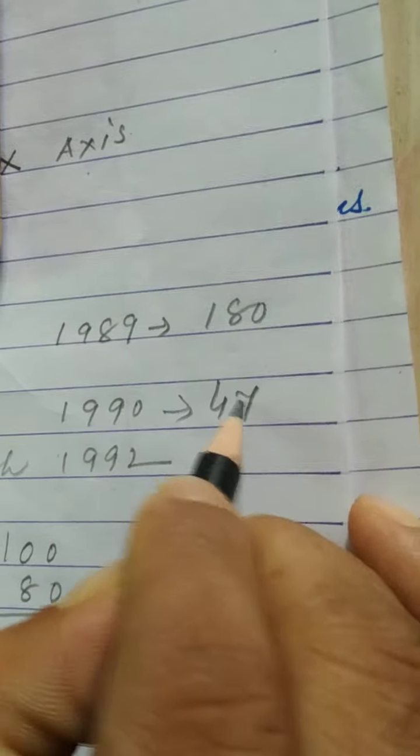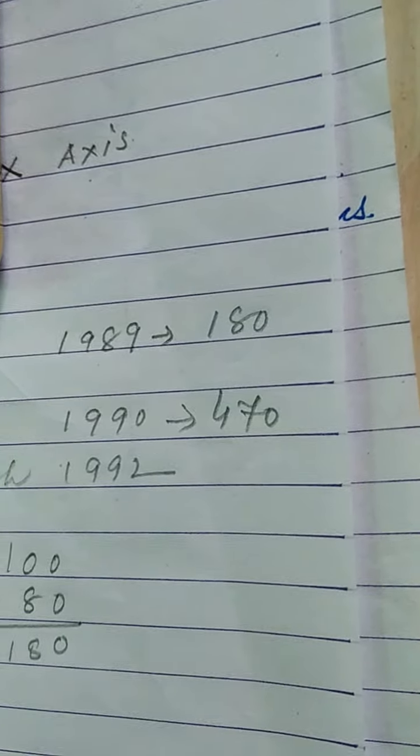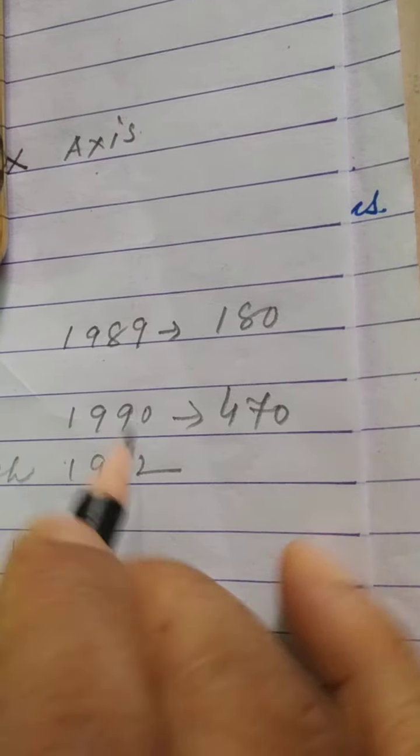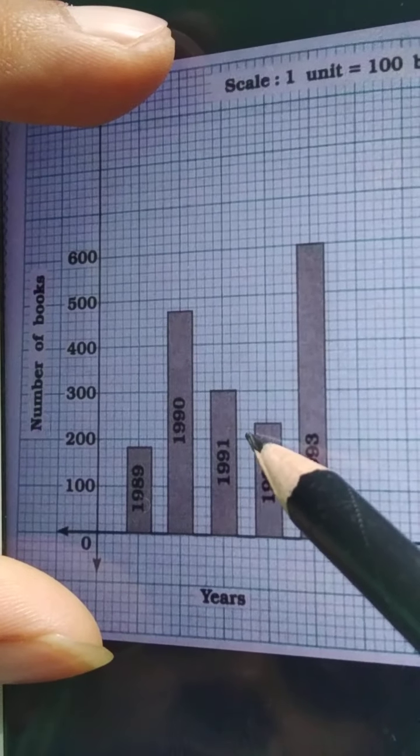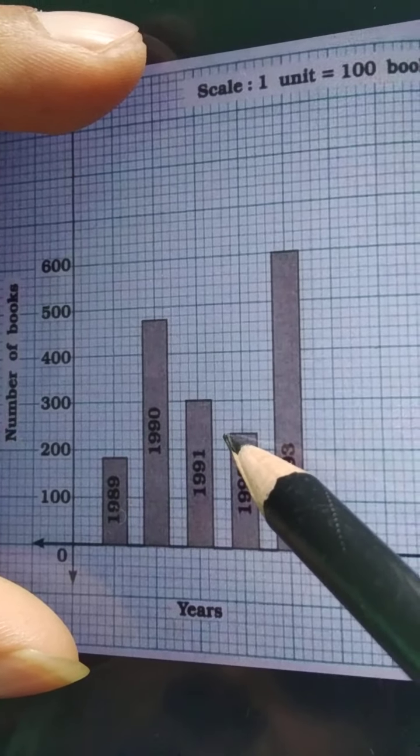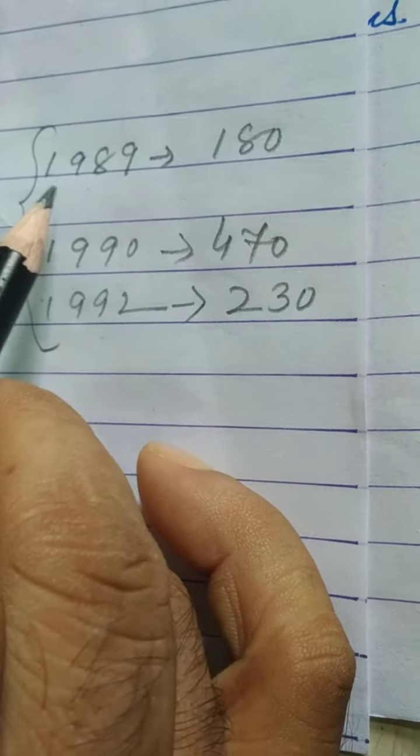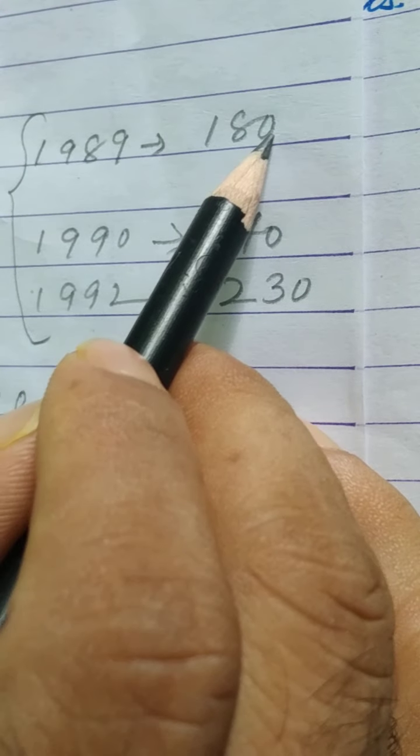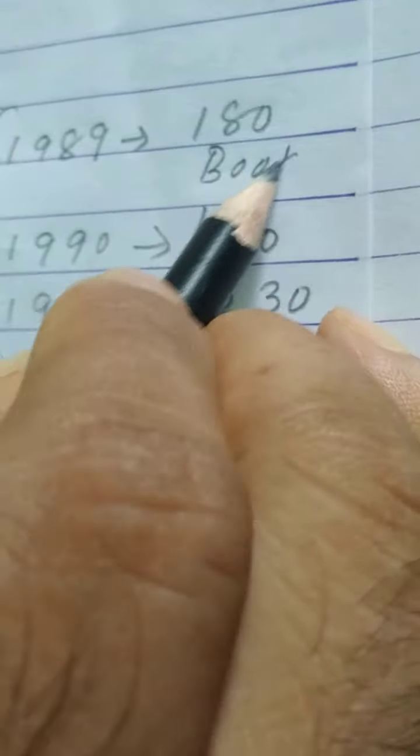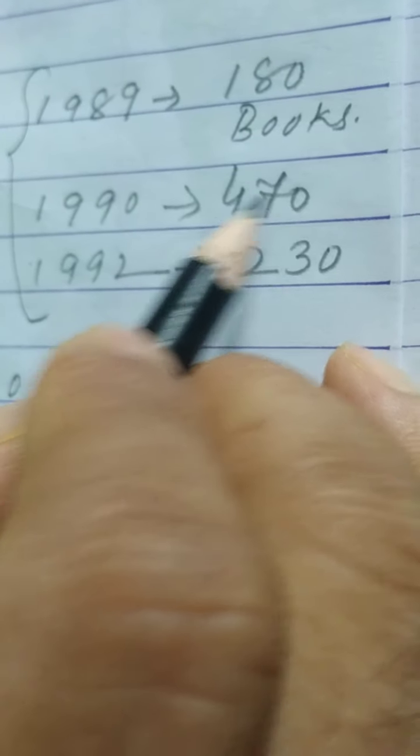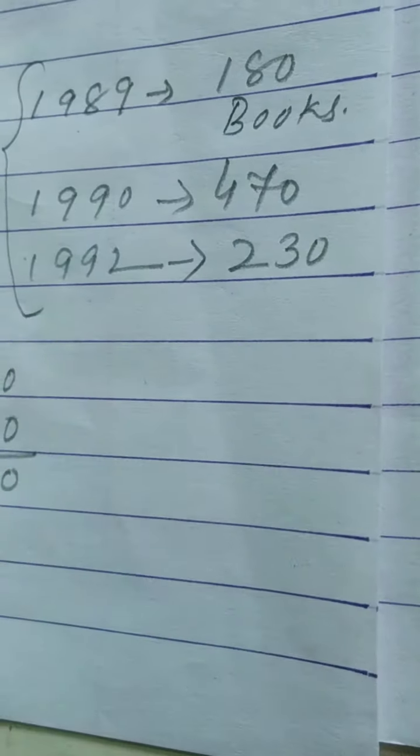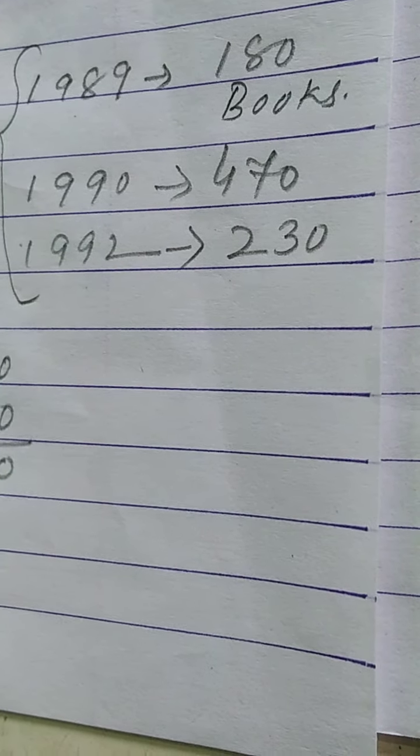Now 1990, look at here, 400, 420, 440, 460, and then between 460 and 480, so we can say maybe 470 books. Got it? Which is the next year? 1992. 200, 220, and another 10, so 230 books. So in different years, 1989, 180 books. In 1990, 470 books, and in 1992, 230 books were sold.